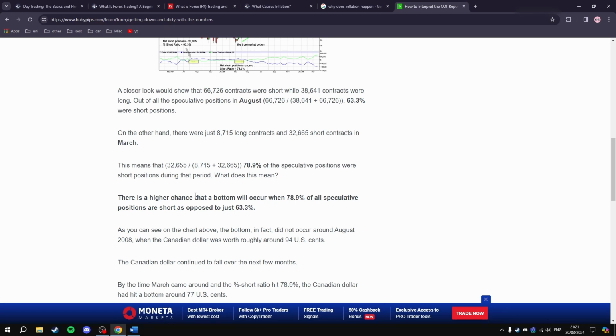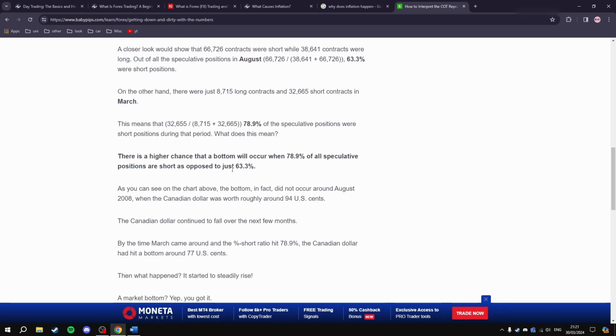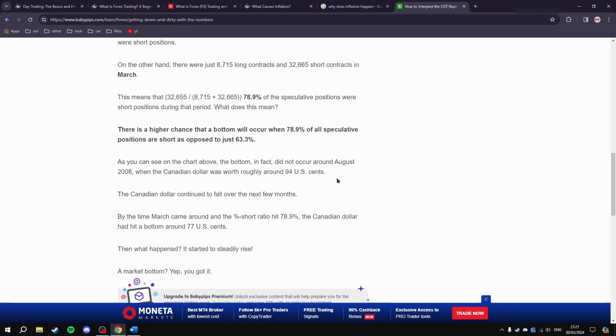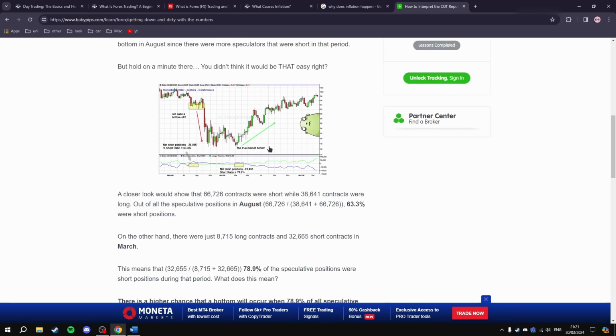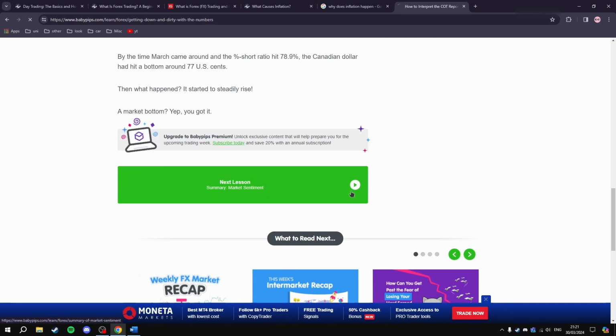As you can see on the chart above, the bottom in fact did not occur around August 2008, when the Canadian dollar was worth roughly 94 US cents. The Canadian dollar continued to fall over the next few months. By the time March came around and the percentage short ratio hit 78.9%, the Canadian dollar had hit a bottom around 77 US cents. Then what happened? It started to steadily rise. A market bottom? Yep, you got it.